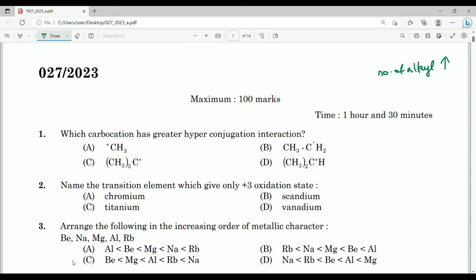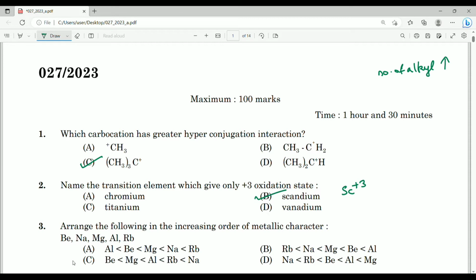So here, first one CH3+, second CH3CH2+, third (CH3)3C+, and (CH3)2CH+. So greater the number of alkyl groups, greater will be the hyperconjugation. So option C will be the right answer. Second question, name the transition element which gives only +3 oxidation state. Chromium, scandium, titanium, vanadium. So the answer is scandium. Scandium will give only +3 oxidation state.